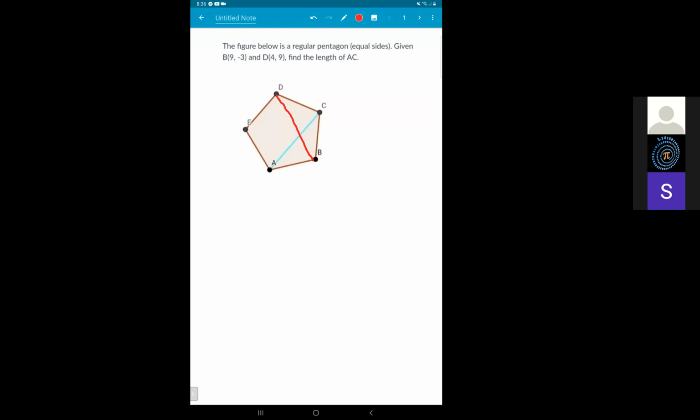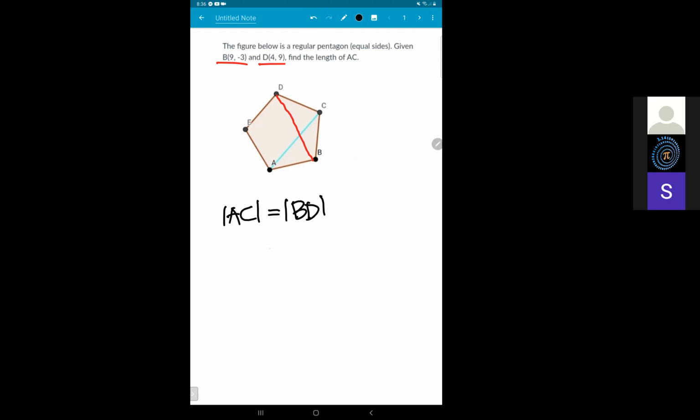So you just compute BD. I don't know if some attempted to find the coordinates of A and C. That would be difficult. But if you see this as a regular pentagon, then you know it has a symmetry property. Therefore, you just need to compute the length of segment BD, whose coordinates are given. So the length of AC is just the same as the length of BD.